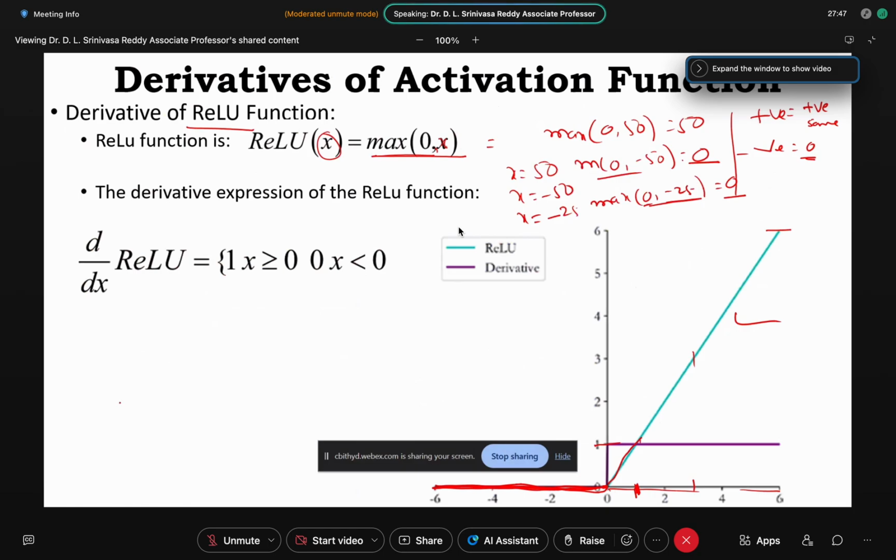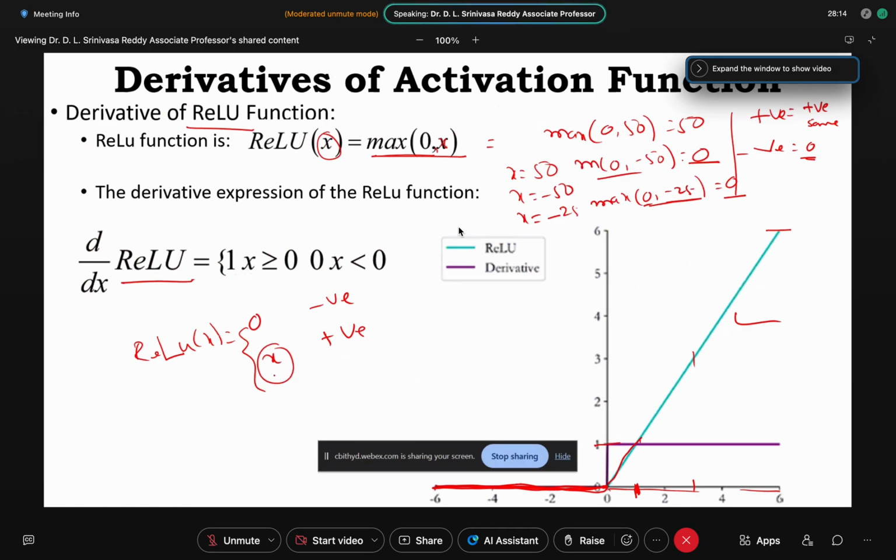So that means you can write this ReLU of x is equal to 0 for negatives, and it is the same value x itself in positive. When you differentiate this, you can see d by dx of the ReLU function gives you 1 for x greater than or equal to 0.